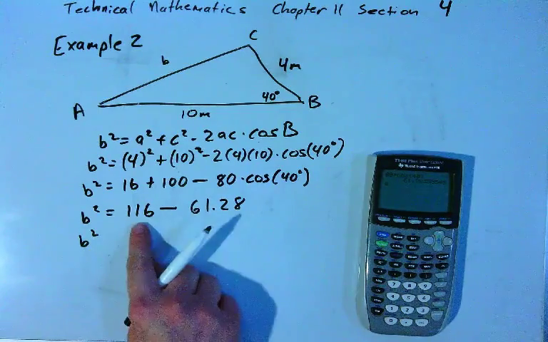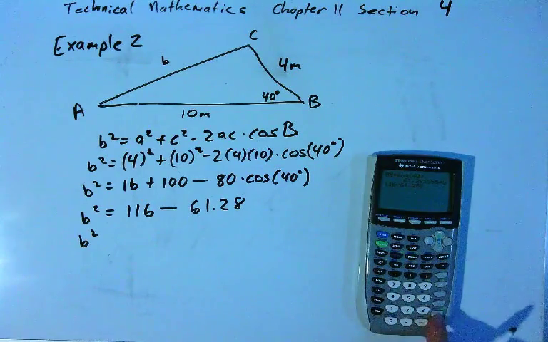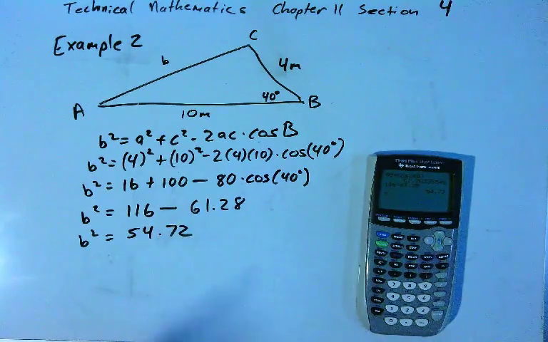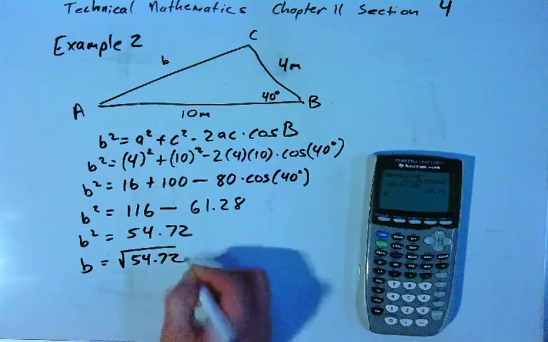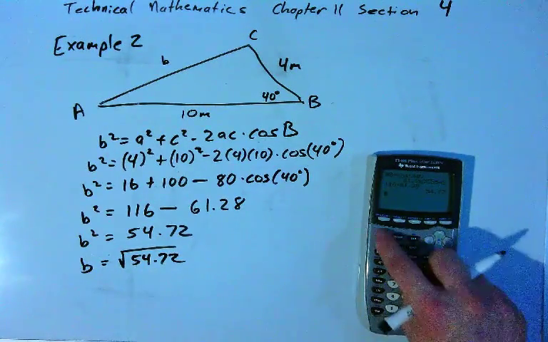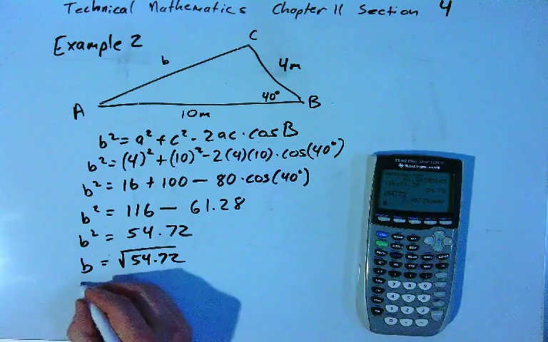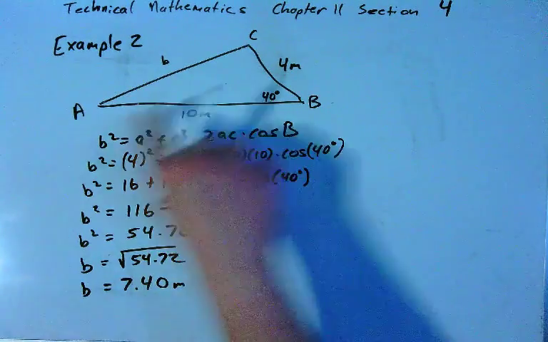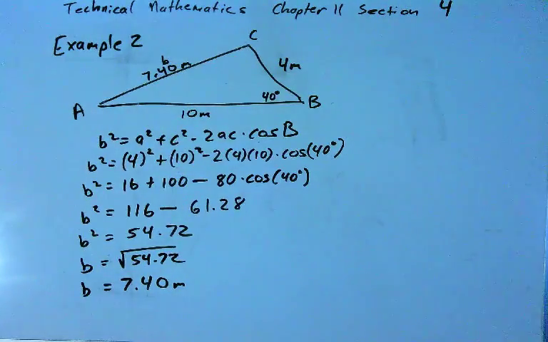61.28. And so now we can subtract 116 minus 61.28, and we get 54.72. Last step now is take the square root of both sides. Cancels the square on the left. And so b will be the square root of 54.72. And we get 7.40. And that's in meters. And so the length of the rafters on the opposite side need to be 7.40 meters.